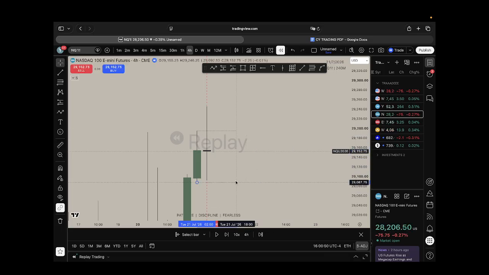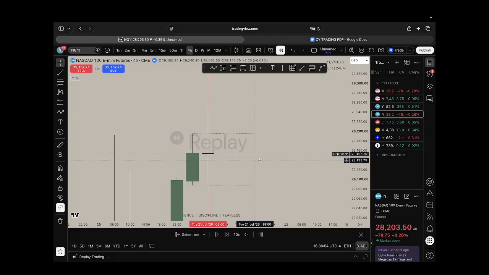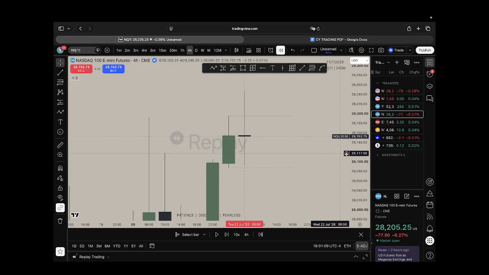So for this one, this is the 6 a.m. candle. Notice how we wick above the 2 a.m. candle high, and then we close back within each side. So we close within this range, right? We close back within the high and the low.